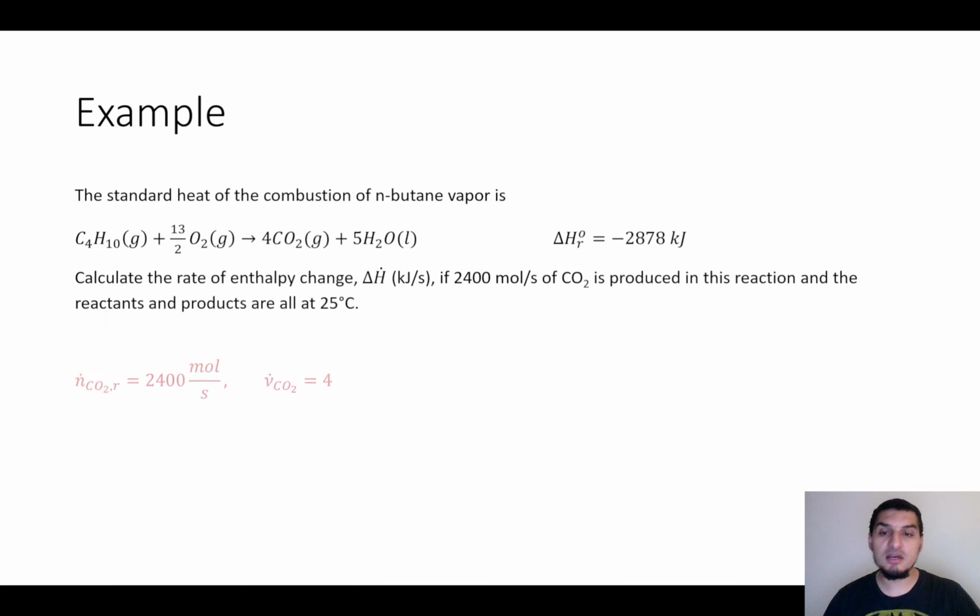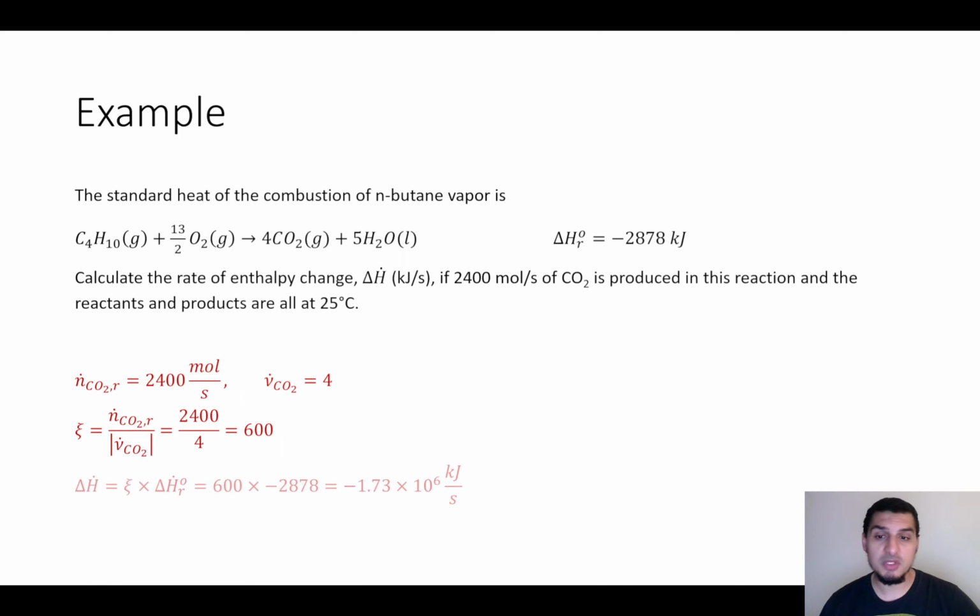So this is what we call n dot carbon dioxide R, which is 2400, and the stoichiometric coefficient is 4. So the extent of reaction can be calculated as 2400 over 4, which is 600. Then we just substitute in the equation. We multiply 600 by this number to get the total enthalpy change due to this reaction. So it's very straightforward.